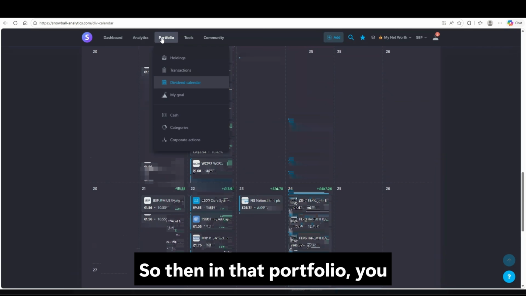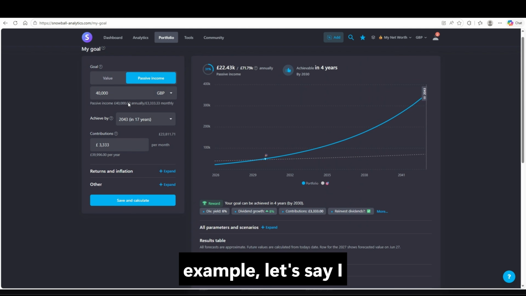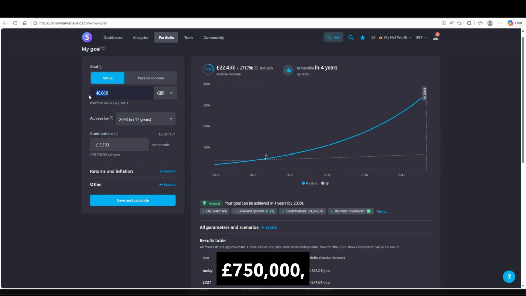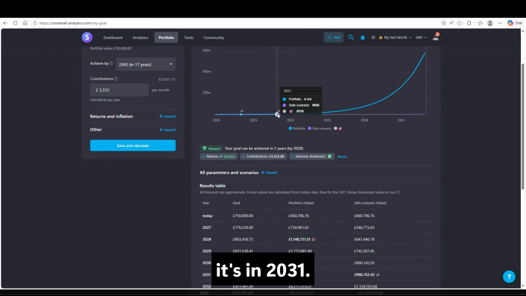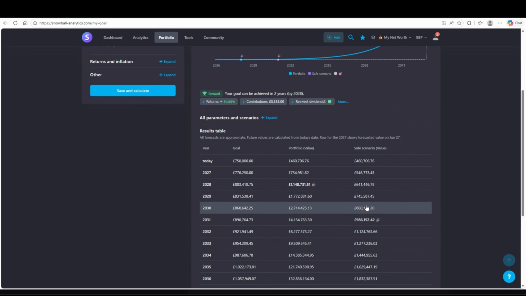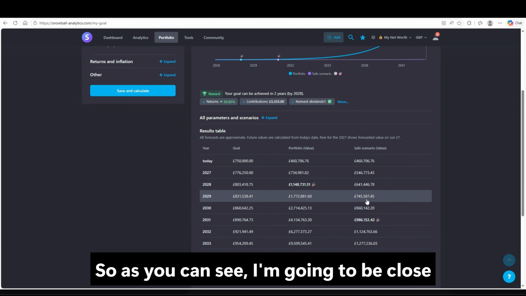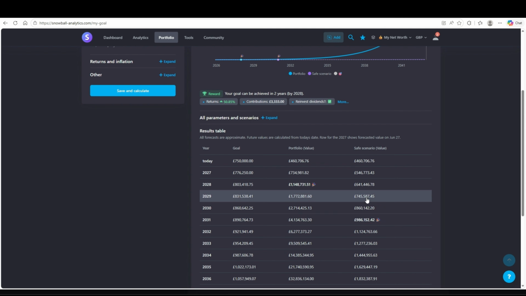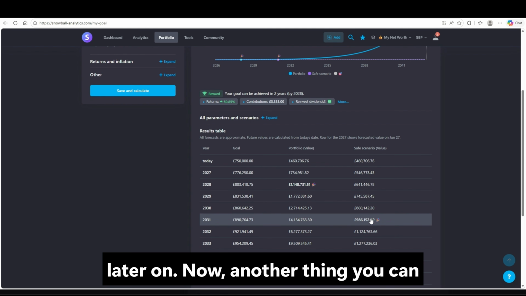So then in that portfolio, you could also go here to my goals. So for example, let's say I want to have the value, let's say I put 750,000. When am I ever going to reach that stage? So you can go down. It says here that it's in 2031. So this obviously adds inflation into it. So as you can see, I'm going to be close to in probably 3 or 4 years, but down to with inflation, it's probably going to be a little bit later on.